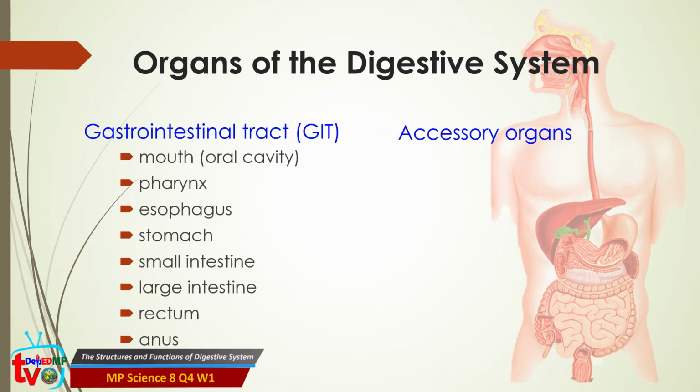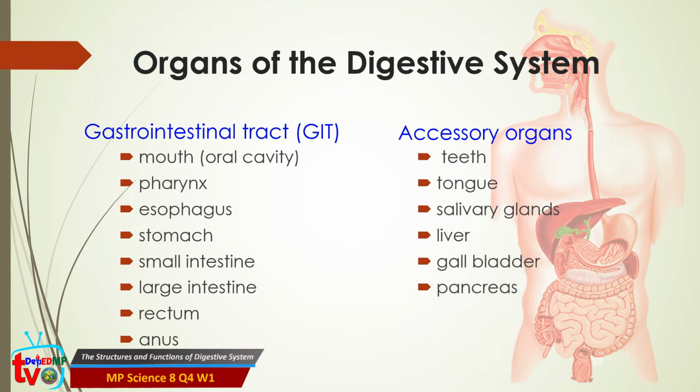Second is the accessory organs. These accessory organs participate in digestive processes. This organ includes the teeth, the tongue, the salivary glands, the liver, the gallbladder, and the pancreas.